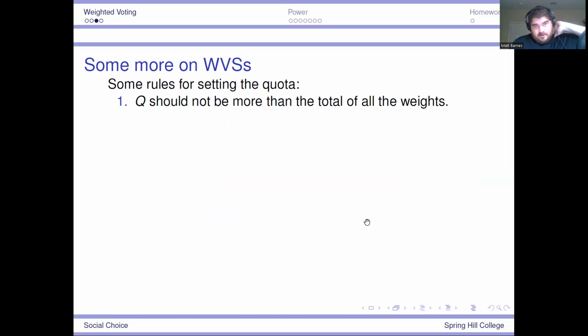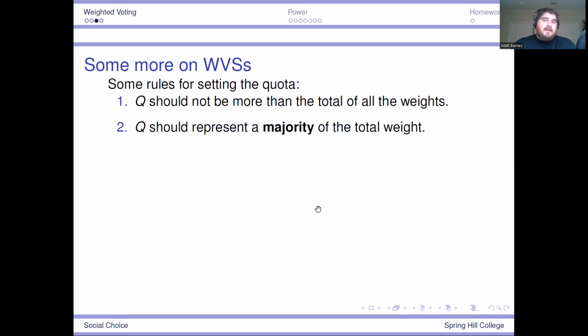So when it comes to weighted voting systems, there's a couple of quick and easy rules we have for setting the quota. One, quota should not be more than the total of all the weights, because if it is, then you can never pass anything. Another one is that the quota should represent a majority of the total weight. This kind of goes back to what we talked about before with our fairness criteria, where we have the majority criterion and stuff like that. If we want to set a quota, we don't want to set it so that the majority can vote against something, but it still ends up passing. So we generally want the quota to represent a majority of the total weight.